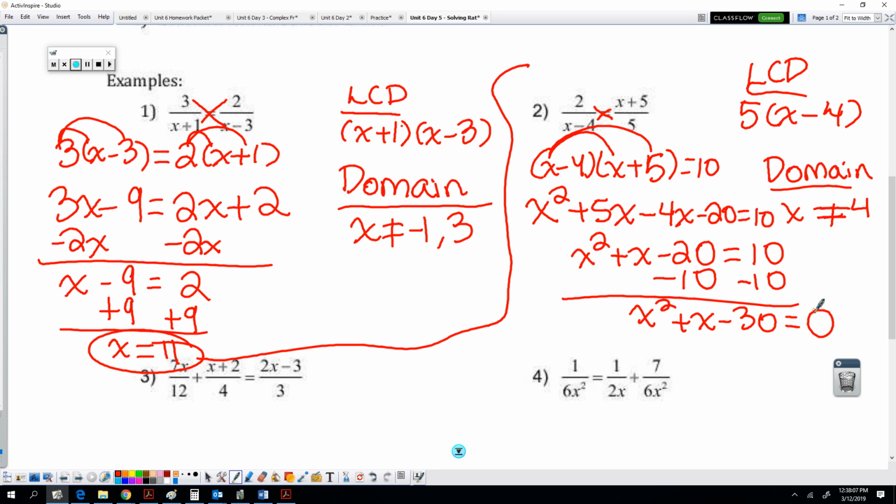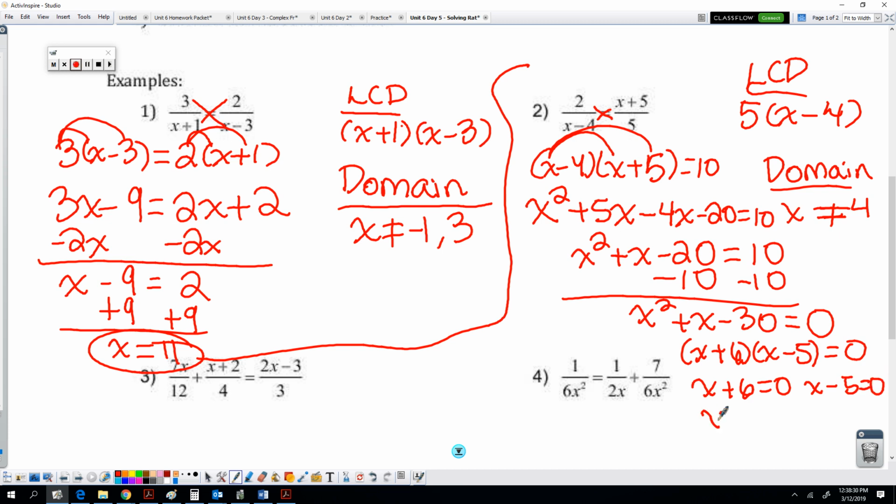So the only time you get one side equal to 0 is if you see an x squared term. Now we're going to factor. Find factors of negative 30 that add up to 1. x plus 6, x minus 5 is equal to 0. So now we're going to set each factor equal to 0, and then we solve for x. So my first one is x equals negative 6, and x equals 5.